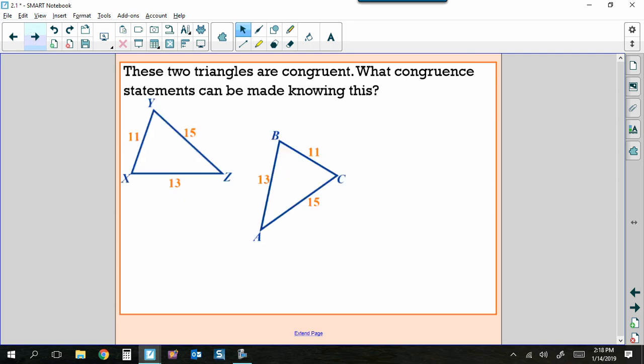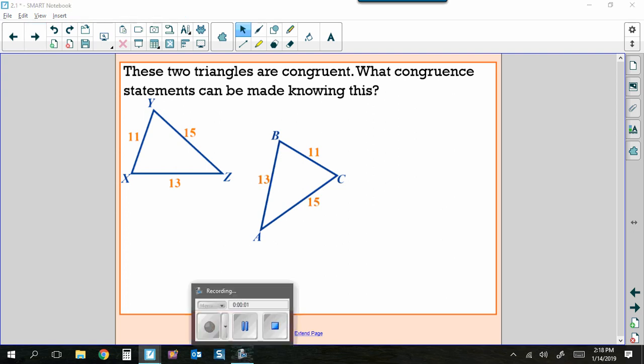Okay, what do you think, Miss Weichel? Let's give them a chance to try this one on their own. Yep, we're going to go ahead and have you pause the video and do the same thing we did in the previous problem. Write down all the congruency statements that you are able to make from these 2 triangles. Good luck. I know you'll do great.